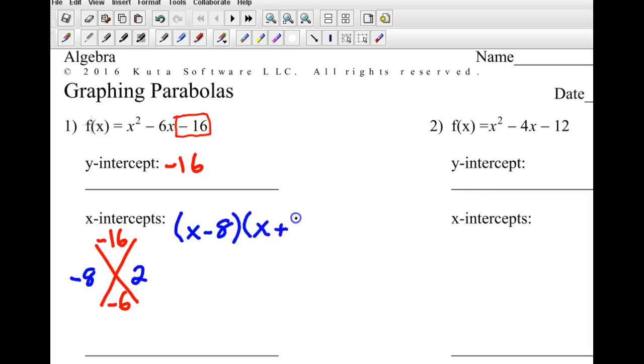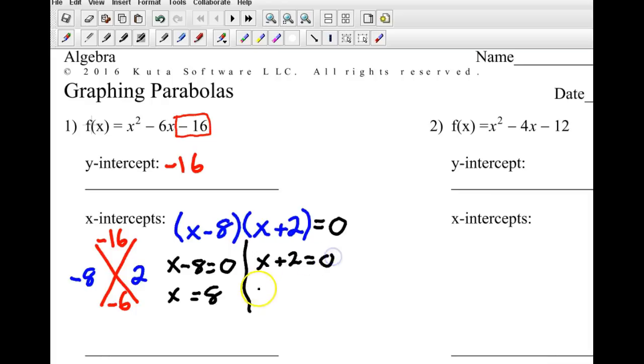x plus 2. Now to find the actual intercepts, we set this equal to 0. Say x minus 8 equals 0. So x equals 8. And x plus 2 equals 0. Subtract 2 on both sides. X equals negative 2. So your two x-intercepts in braces would be negative 2, comma 8. Generally we put these in order from least to greatest, but it doesn't matter too much here.